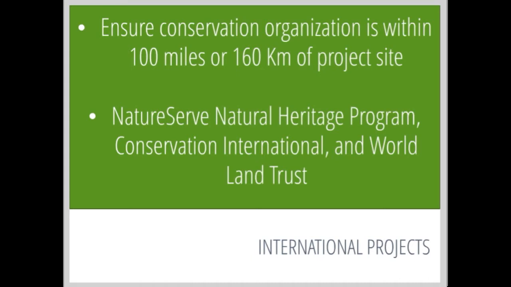For projects outside of the U.S., conservation organizations should be within 100 miles or 160 kilometers of the project site. Project teams must identify the agency in their country that is responsible for land conservation issues. The U.S. federal agencies may be a good resource to identify counterparts in other countries. Groups that work internationally include NatureServe, Natural Heritage Program, Conservation International, and World Land Trust.